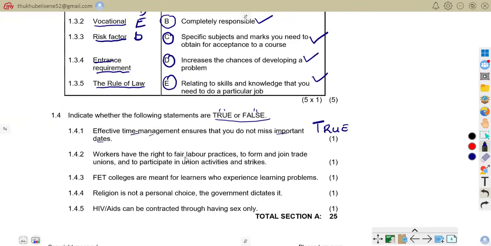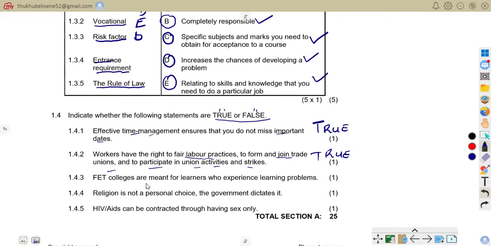1.4.2, workers have the right to fair labor practices, to form and join trade unions, and to participate in union activities and strikes. So that is true as well. So they have the right to fair labor practice. They also have the right to join any union of their choice. Also, they have the right to strike if ever there is something that they are not happy about. So they have that right to do what? To have a legal strike.